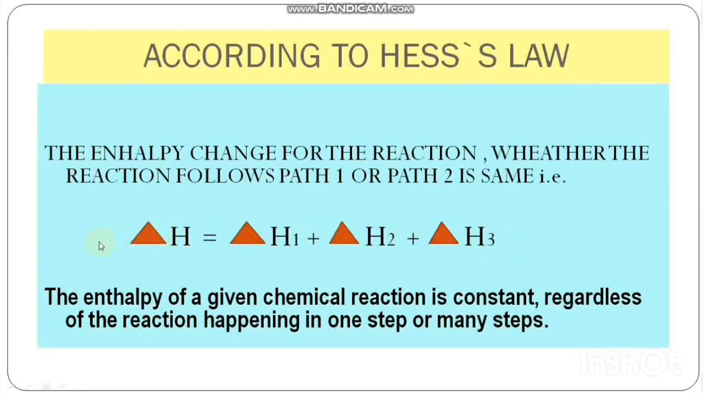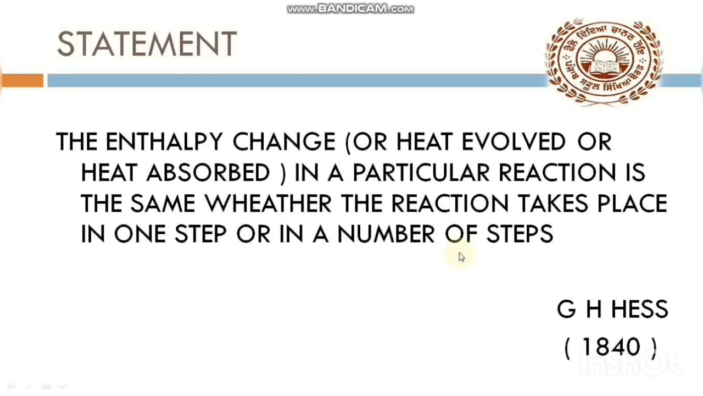That is, total enthalpy change in path 1, which is equal to delta H, will be equal to total enthalpy change in path 2, which is equal to delta H1 plus delta H2 plus delta H3. Thus, the total enthalpy change remains the same for a given reaction whether the reaction follows path 1 or path 2. Now, the statement of Hess's law of constant heat summation.